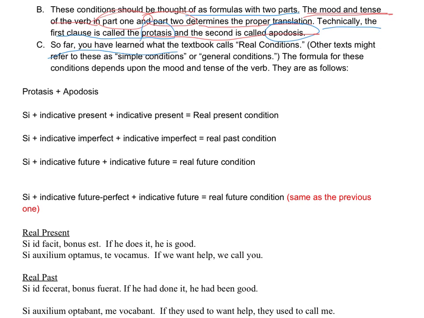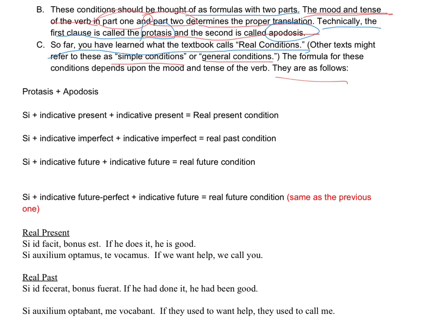So far, what you've learned in the textbook, they refer to as real conditions. Other textbooks often refer to them as simple conditions or general conditions. The formula, part 1 and part 2, for these conditional sentences depends upon the mood and the tense of the verbs.